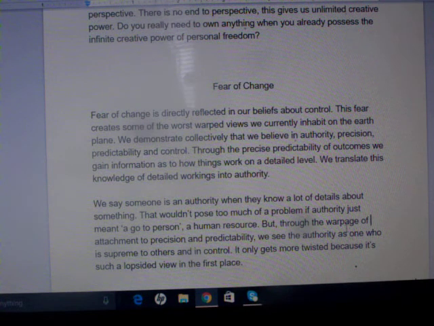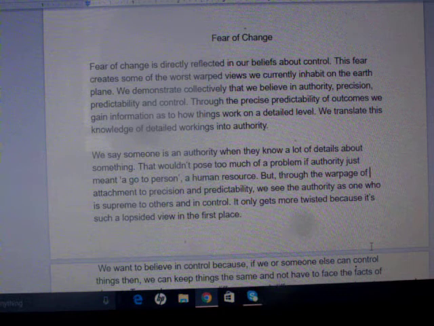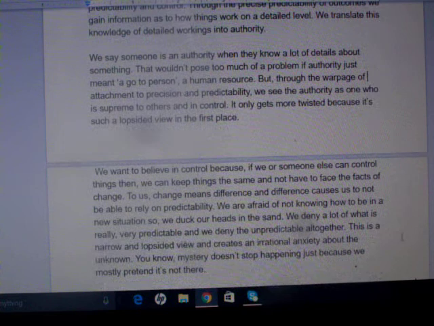We say someone is in authority when they know a lot of details about something. That wouldn't pose too much of a problem if authority just meant a go-to person, a human resource. But through the warpage of attachment to precision and predictability, we see the authority as one who is supreme to others and in control. It only gets more twisted because it's such a lopsided view in the first place.